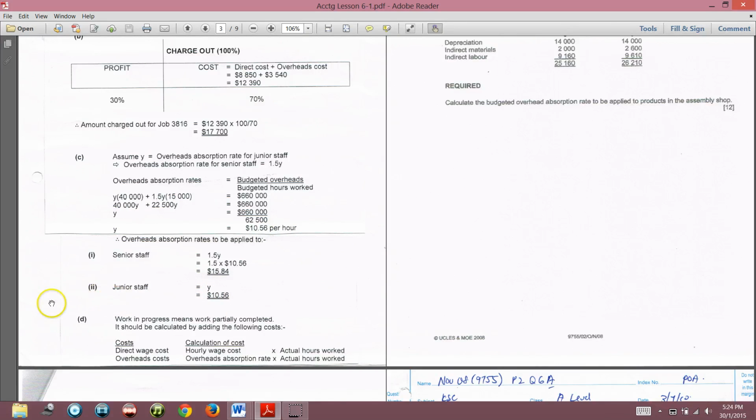So you've got to solve part 2 first, then part 1. For part 1, the overhead absorption rate for senior staff will be 1.5 times 10.56, so it will be 15.84. Most of the students don't have problem answering this part.